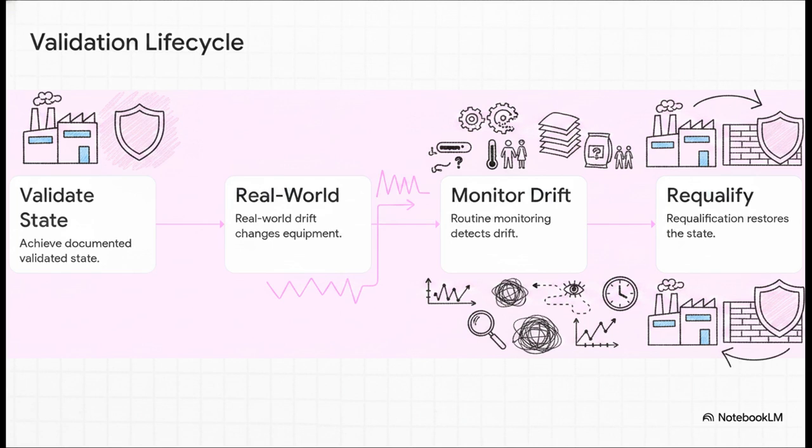Step 1 is, of course, achieving that documented validated state. But then Step 2 inevitably happens, real-world drift. Equipment wears out, sensors drift a little, maybe suppliers subtly change their material formulations without making a big fuss, and operators come and go. So Step 3 is our daily defense, routine monitoring that's designed specifically to catch that drift. And finally, Step 4 shows how we restore our shield through requalification and change control. The bottom line here? If you aren't actively defending your validated state, you are actively losing it.